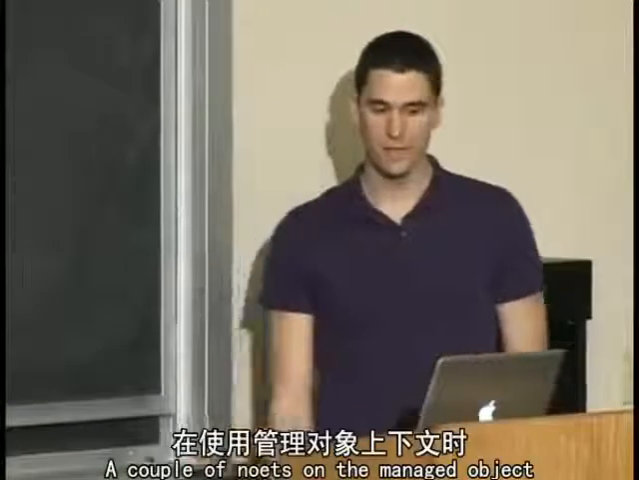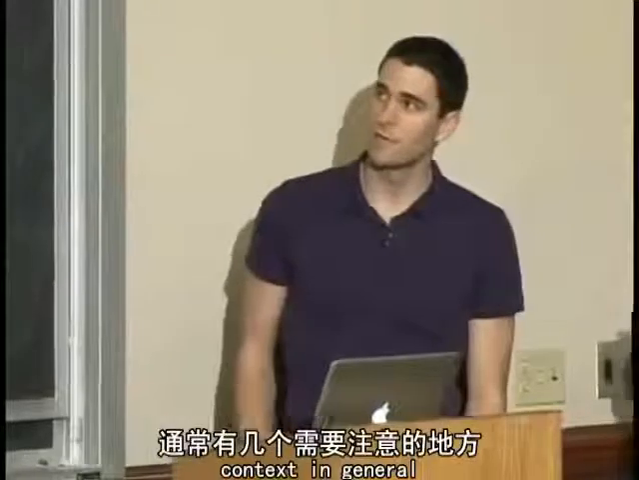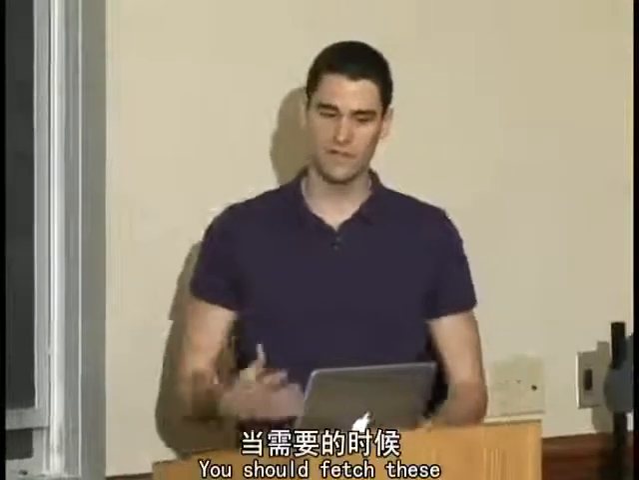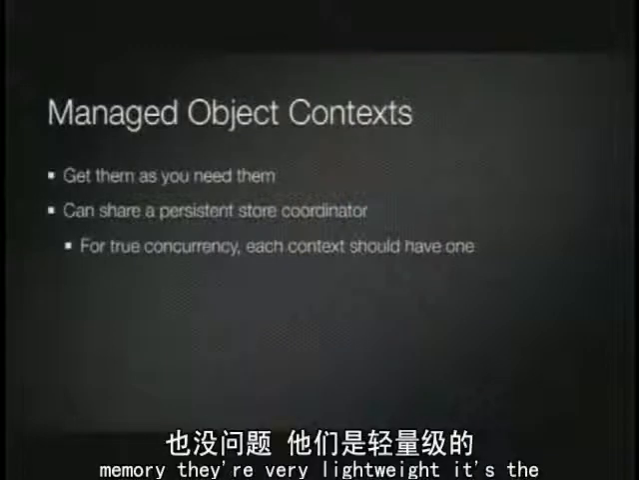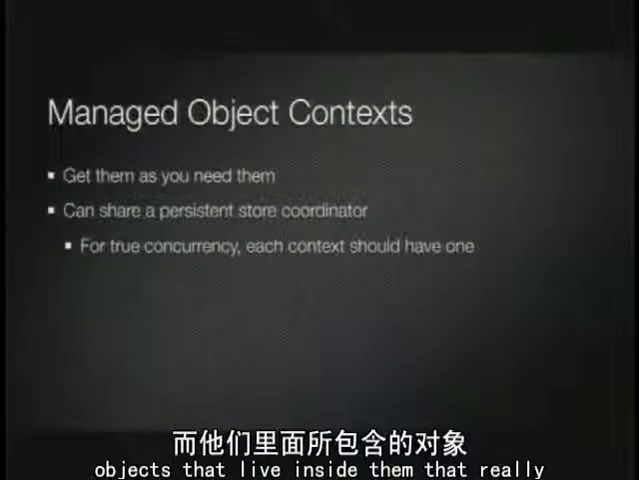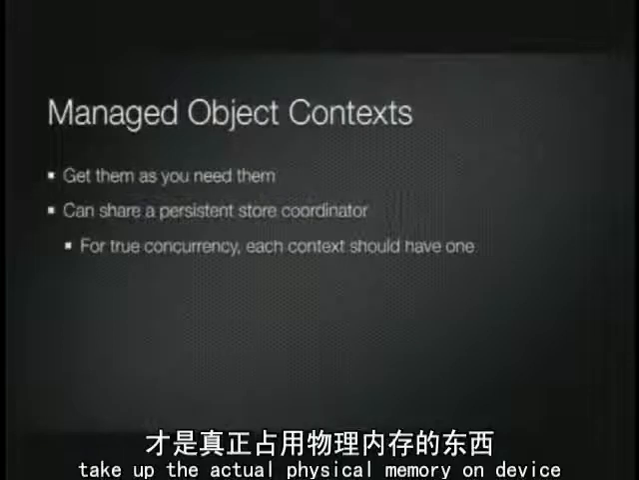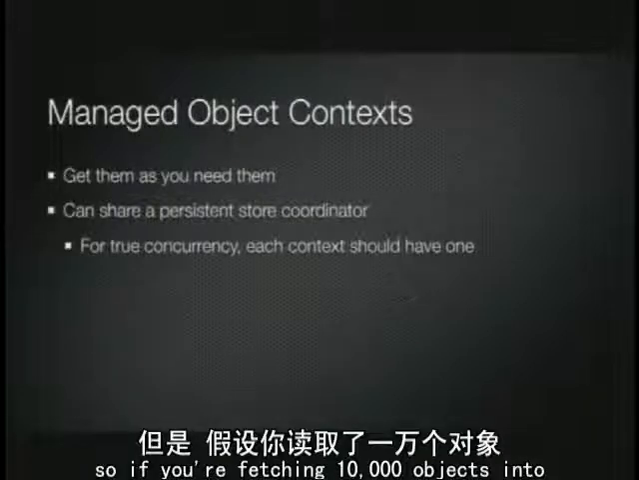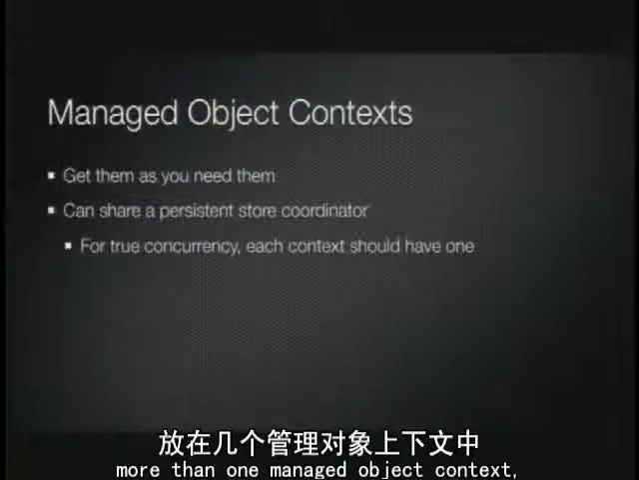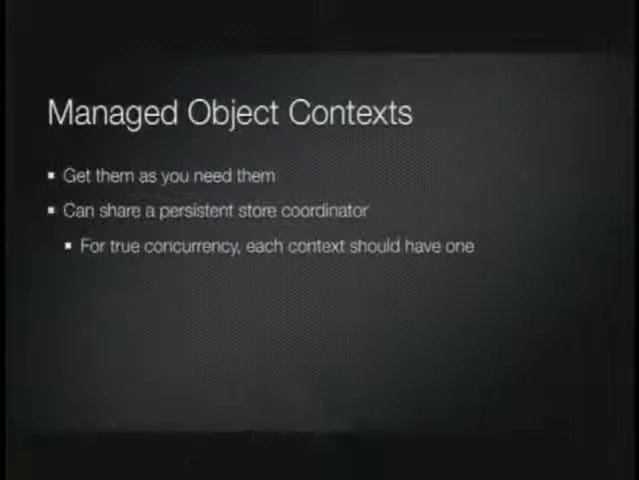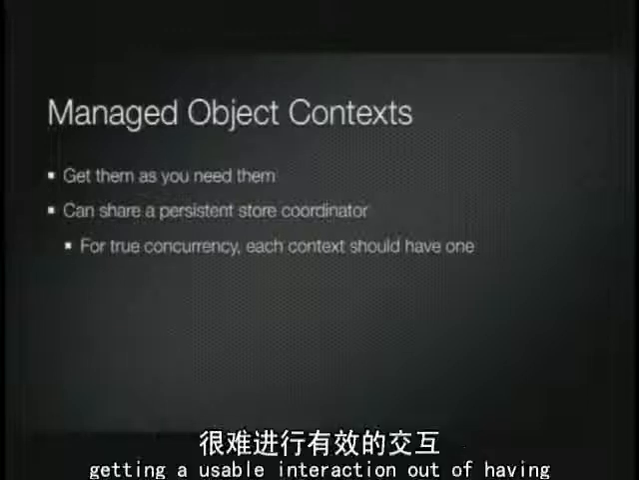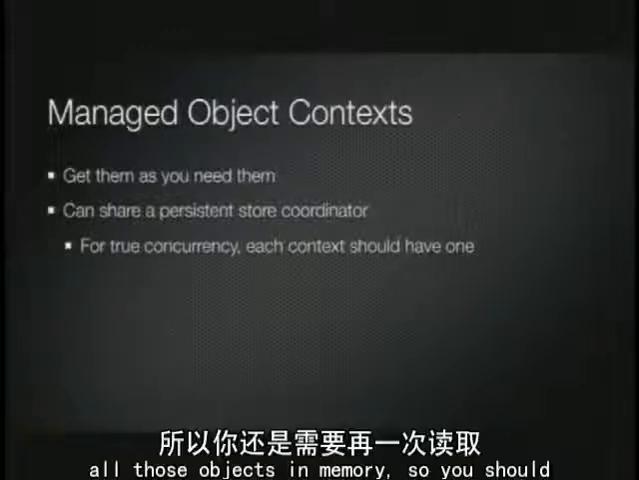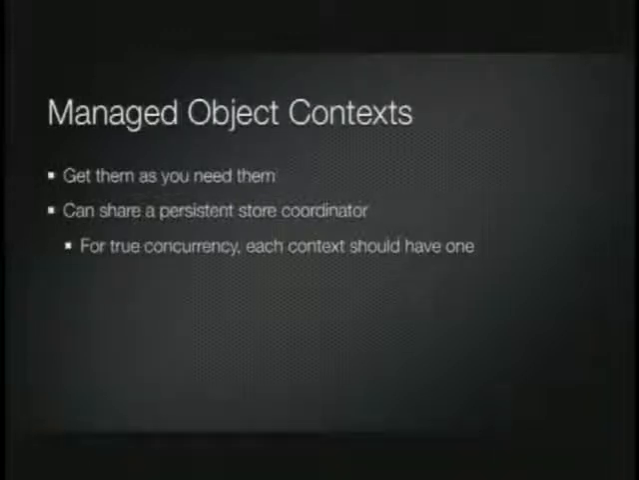A couple of notes on the managed object context in general. You should fetch these as you need them. There's no harm in having multiple in memory. They're very lightweight. It's the objects that live inside them that really take up the actual physical memory on a device. So if you're fetching 10,000 objects into more than one managed object context, you might want to rethink how your user is using your data. It's unlikely in that case that they're actually getting a usable interaction out of having all those objects in memory, so you should probably revisit that.